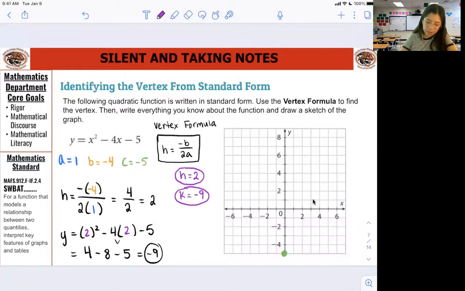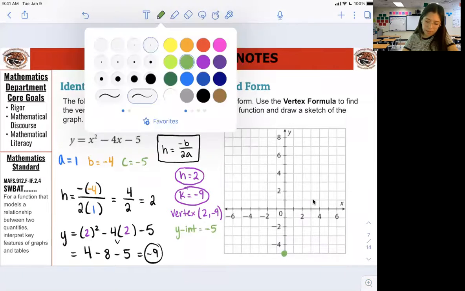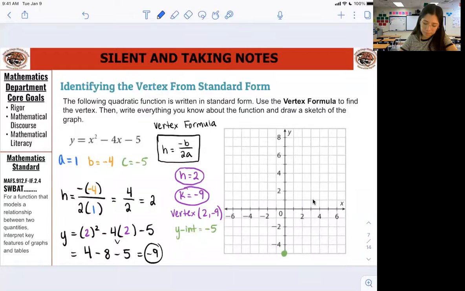So now I can put everything together. Now I know everything I need. The vertex is 2, -9. What else do I know from the start? The y-intercept is -5. And what's the shape of my graph? Is it going to be stretched? It's going to be neutral, isn't it? Neutral, yeah. Upward or downward? Upward.